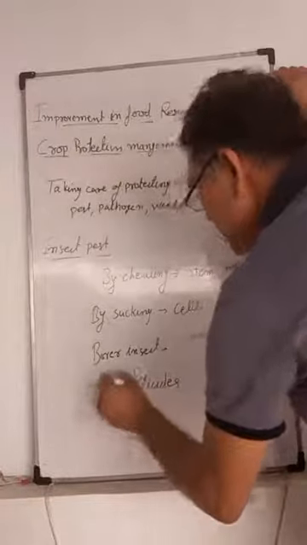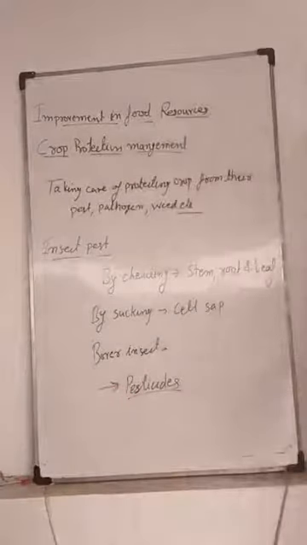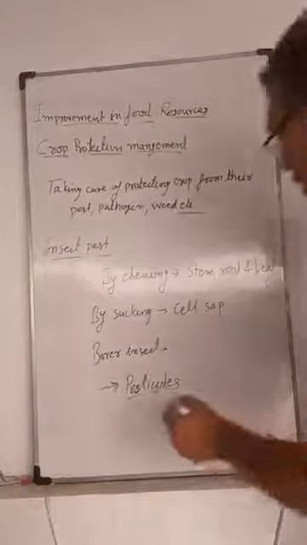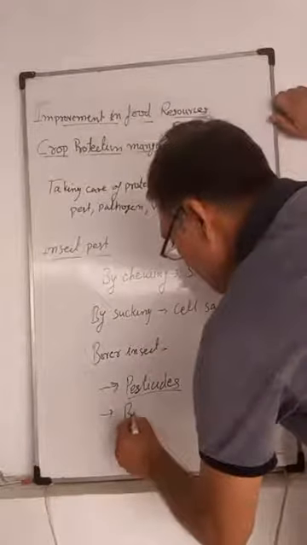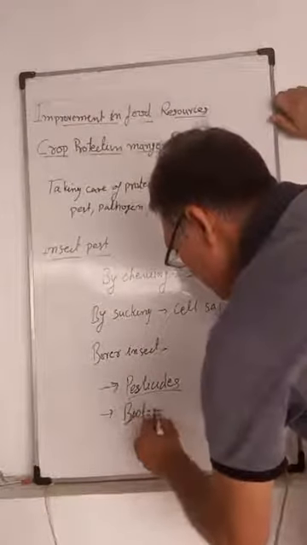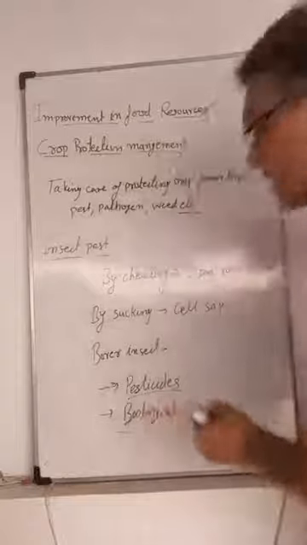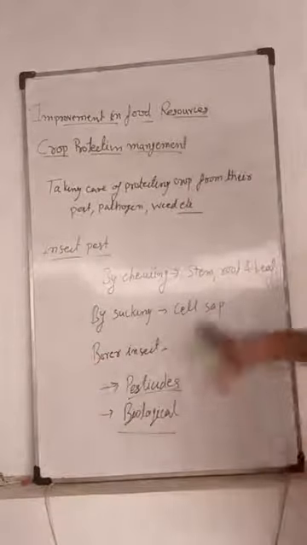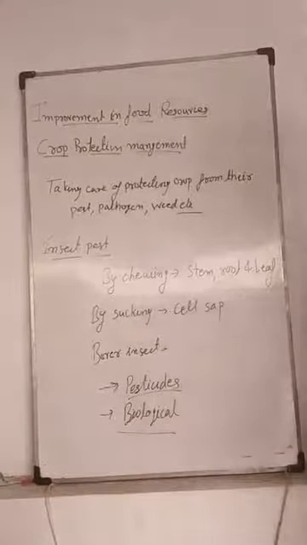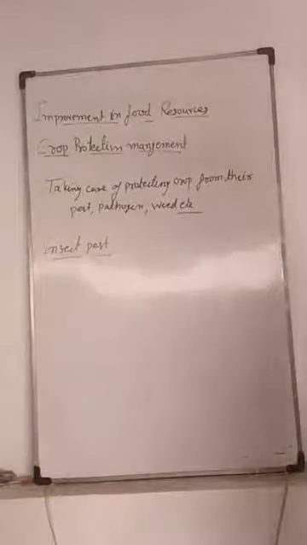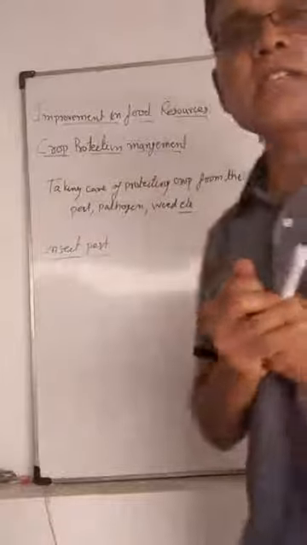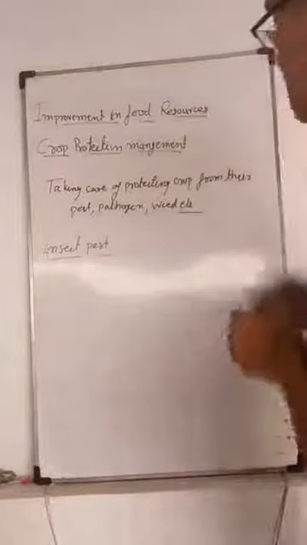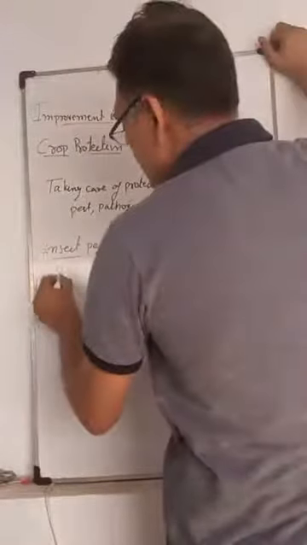These insect pests are also controlled with the help of pesticides, and also by biological methods. Biological methods means that natural enemies present in nature will destroy these insect pests. Other than weeds and insect pests, some pathogens are also present.